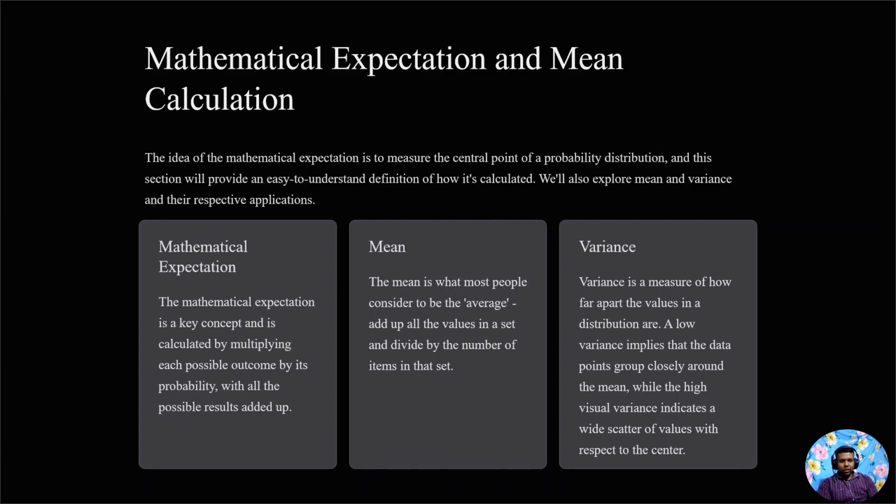Mathematical expectation. The mathematical expectation is a key concept and is calculated by multiplying each possible outcome by its probability, with all the possible results added up. Mean. The mean is what most people consider to be the average, and is calculated by adding up all the values in a set and dividing by the number of items in that set. Variation. Variation is a measure of how far apart the values in a distribution are. A low variation implies that the data points group closely around the mean, while a high variation indicates a wide scatter of values with respect to the center.